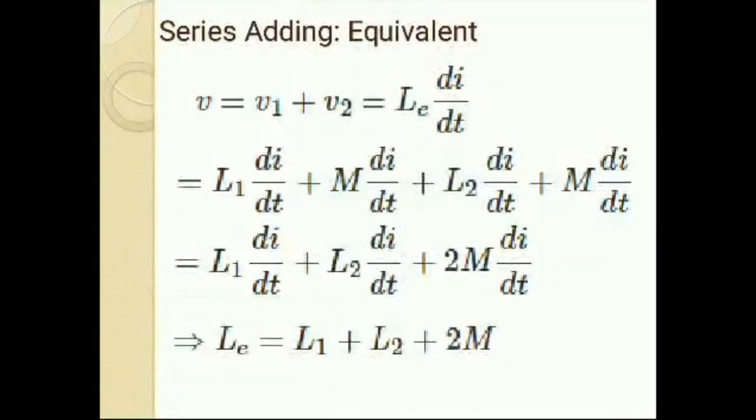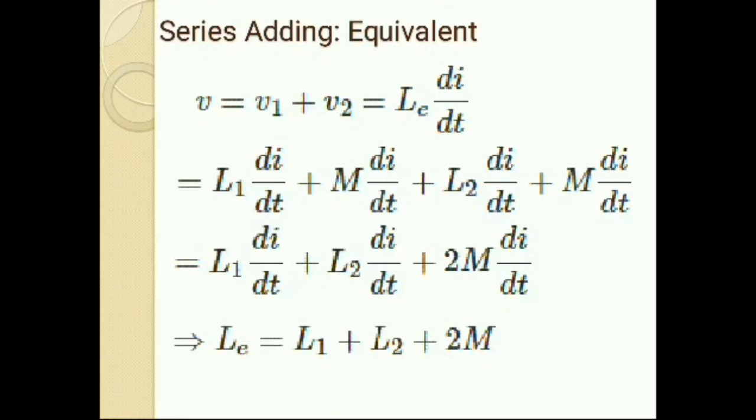Now the total voltage is calculated by L equivalent into di by dt. What is L equivalent? It is L1 plus L2 plus 2M. Keep it in mind: wherever we see series aiding connections, L equivalent is calculated by L1 plus L2 plus 2M. This is common for both case 1 and case 2.